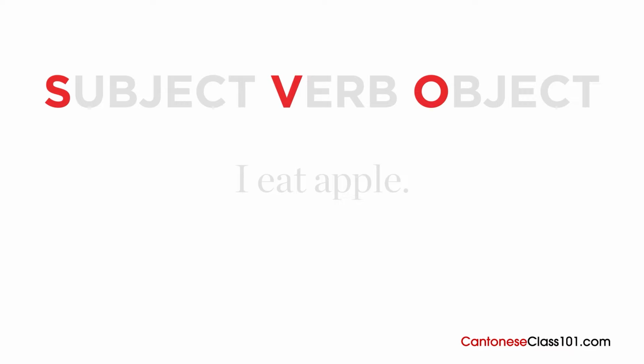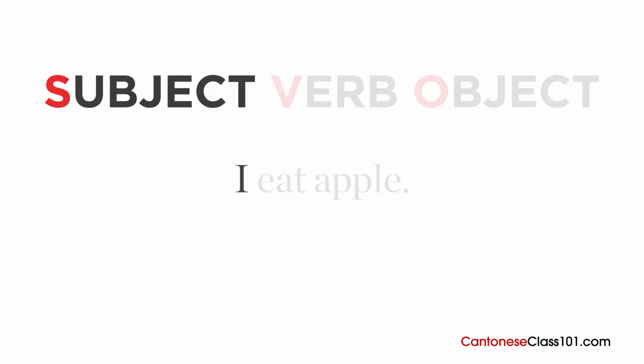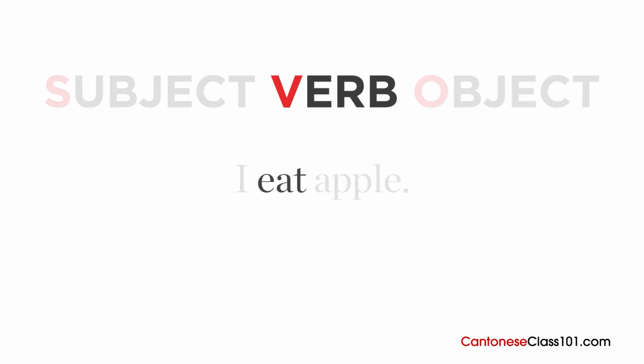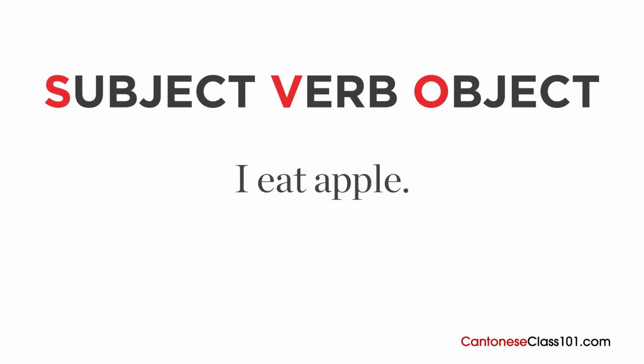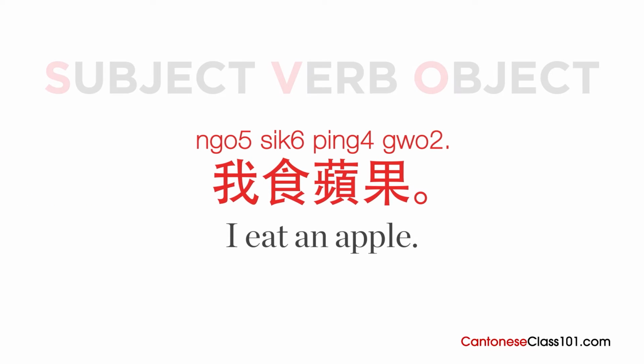If we break down the English sentence, I eat apple, we can see that the subject I is presented first. This is followed by the verb eat, and then finally the object apple is positioned last. This is the basic word order for sentences in English. Now, let's compare the same sentence, I eat an apple, in Cantonese.